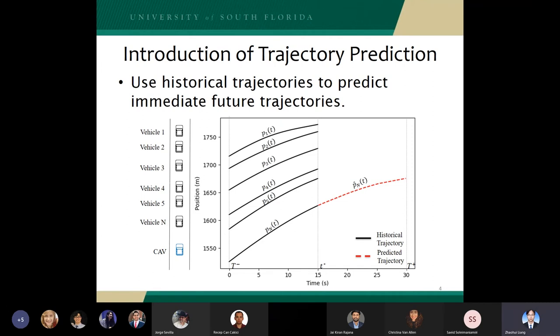Actually, trajectory prediction is the key step in CAV management. Generally, the more accurate the trajectory prediction is, the better the CAV operations performance will be. In trajectory prediction, we usually focus on the immediately preceding vehicle of the CAV. Thus, we need to predict its future trajectory based on the historical trajectories of the other downstream preceding vehicles.